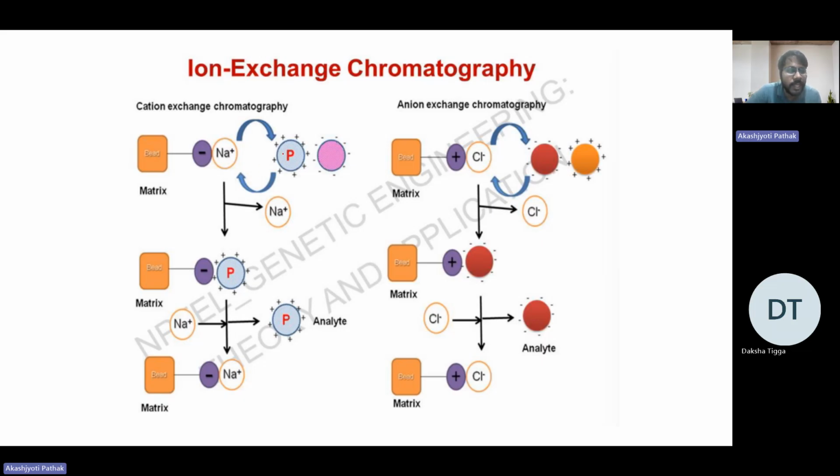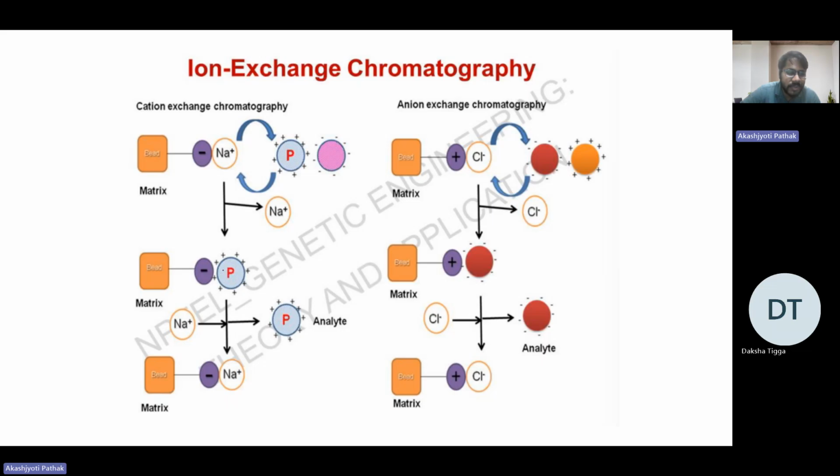Now if you want to elute this protein, what you have to do is increase the salt concentration. If you are increasing the salt concentration, meaning you are increasing the NaCl concentration, then at high NaCl concentration, your sodium ions will compete with the protein. Your protein is positively charged and your sodium ion is also positively charged. So your protein and your sodium ions will compete with each other, and at a particular concentration, this sodium ion will not allow the positively charged protein to bind to the matrix. Rather, it itself will go and bind to the matrix, and your protein will get eluted.